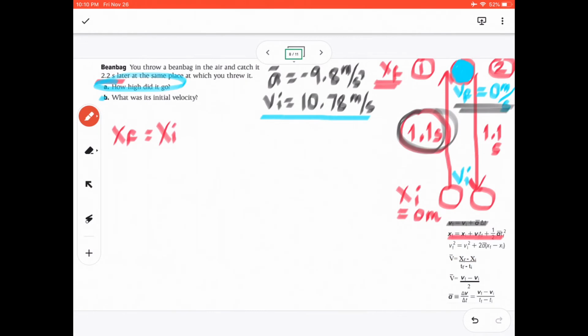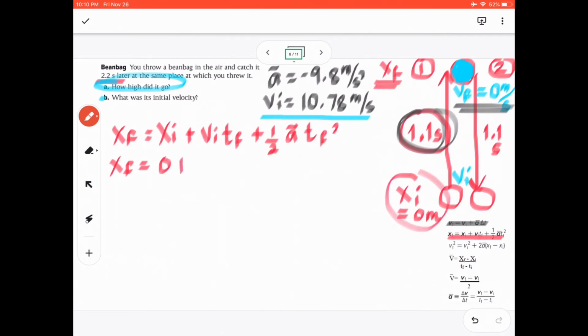XF is equal to XI plus VITF plus 1/2 ATF squared. XF is unknown and XI is 0. From here, this is 0 plus VI, which we have solved for in the previous slide, equals 10.78 meters per second, and TF will be 1.1 as well.